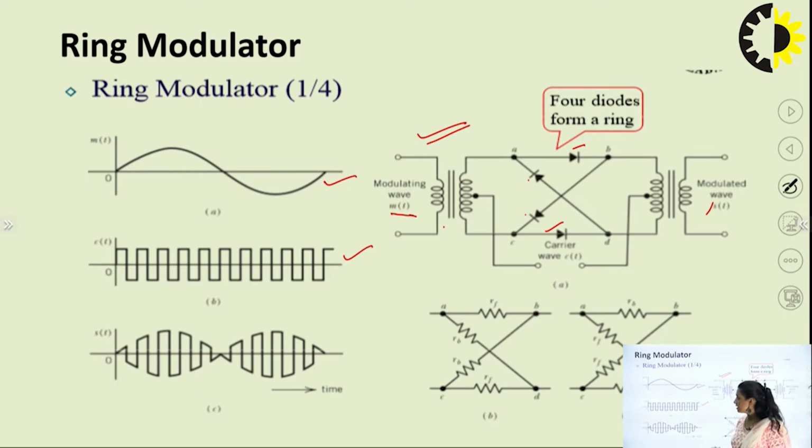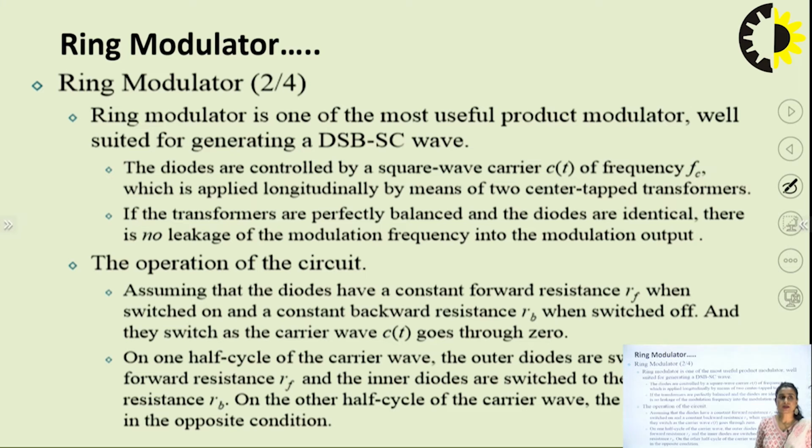Here the carrier used is a train of pulses, and the output of DSB-SC can be represented like this, right? The amplitude of this pulse train will vary with respect to the message signal, which is a sinusoid wave. The ring modulator is one of the most useful product modulators. It is very famous. The diodes are controlled by a square wave carrier.